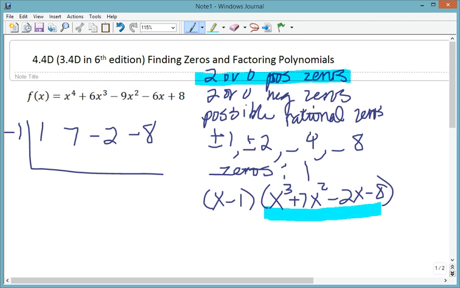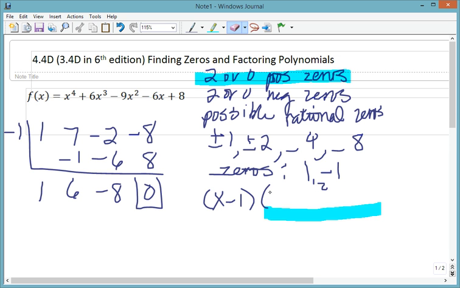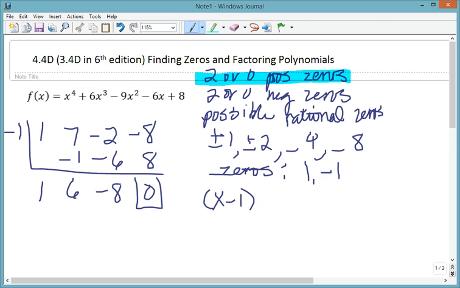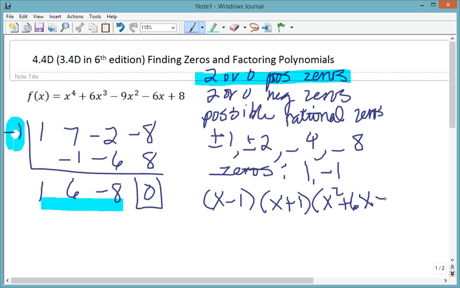Okay, so let's try negative 1. Negative 1, that'd be 6. Negative 6, negative 8. Oh, look, negative 1 times 8, that's positive 8. That's a 0. Okay, so negative 1 is a 0. And it also means that instead of this factor, I know that it's an x plus 1 from right here, right? And then from here, I know that it is x squared plus 6x minus 8.